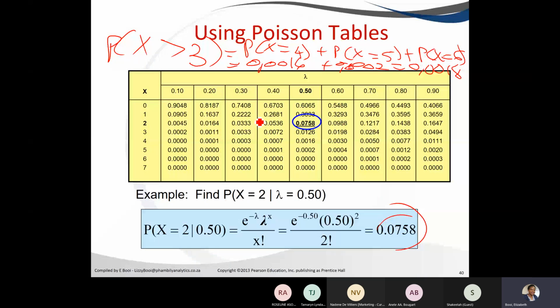Remember, you will only get one question relating to Poisson and one question relating to binomial distribution. So it's best to use the table than to suffer and do things manually in the exam. But there is no harm in trying to use the formula as well.